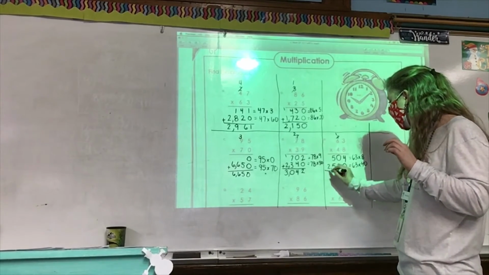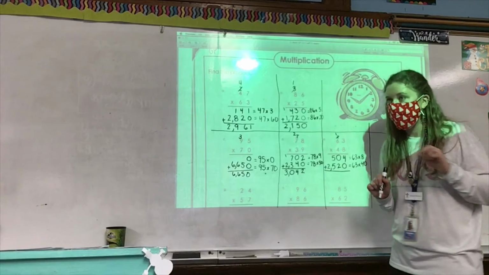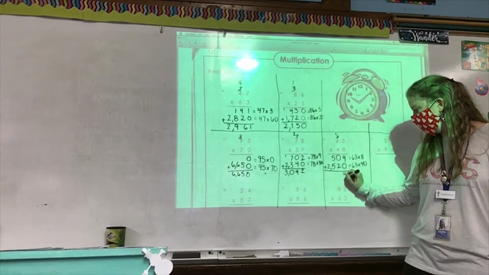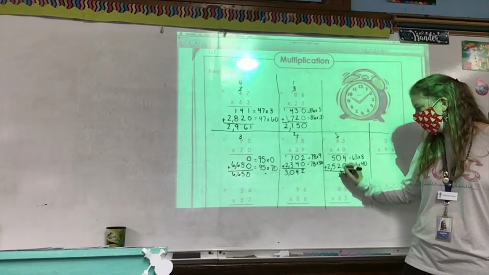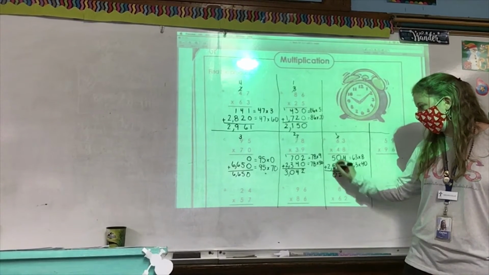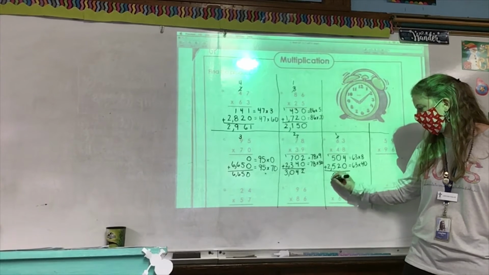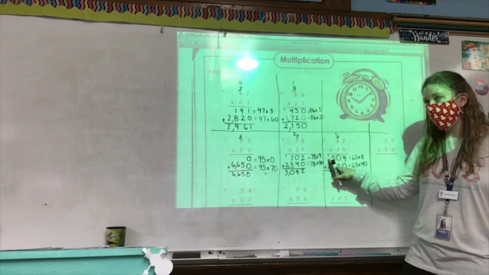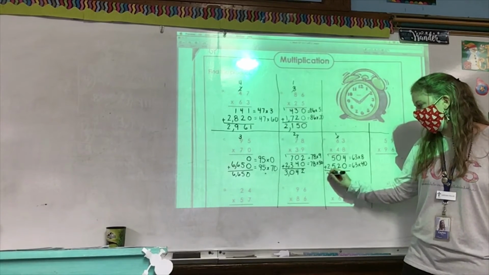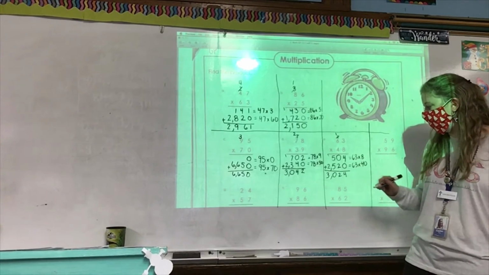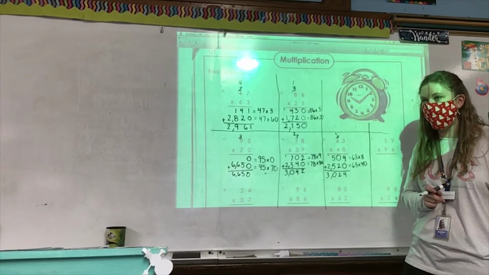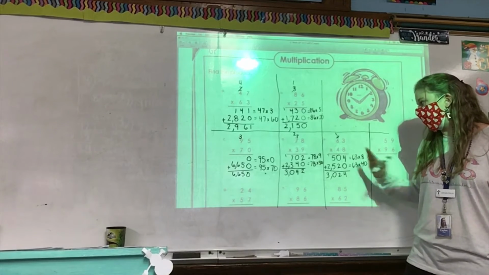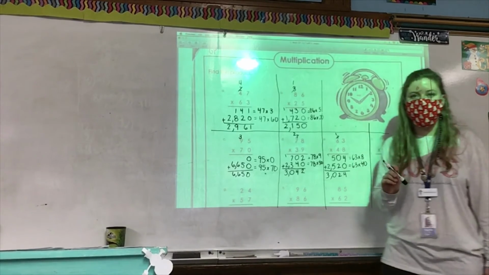Add the partial products. Okay. Start in the ones place. 4 plus 0. 0 plus 2. 5 plus 5. Regroup the 1 to the thousands place. Bring down my comma. Add the thousands. 2 plus nothing. Plus 1. So that means 504 plus 2,520 is 3,024. Class, 63 times 48 is what?